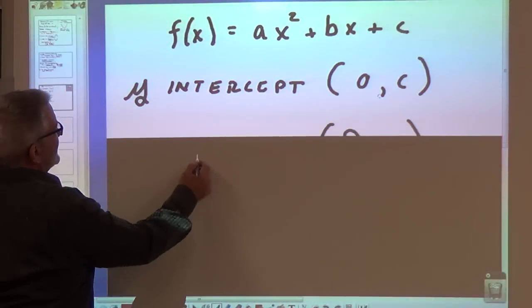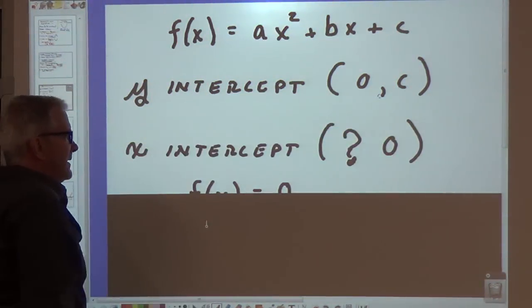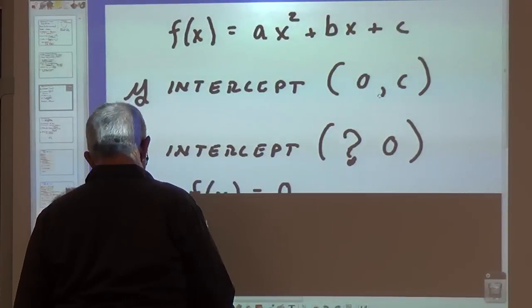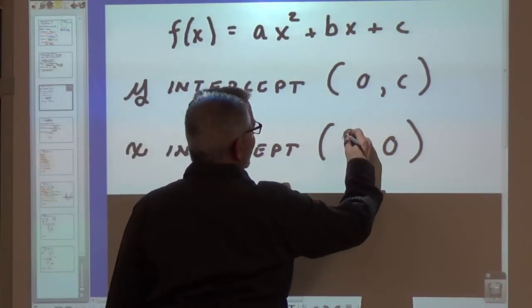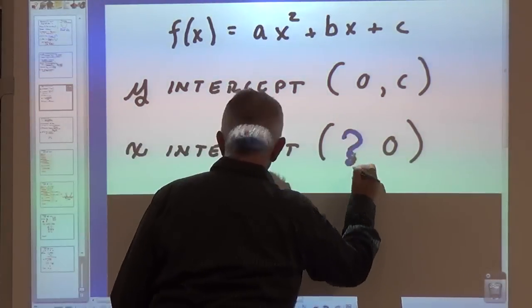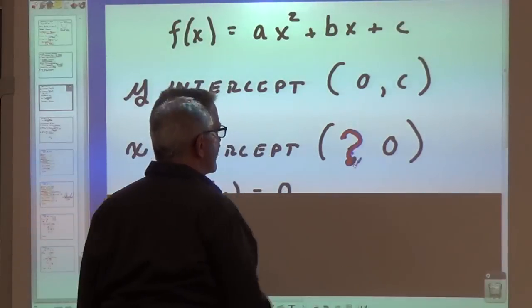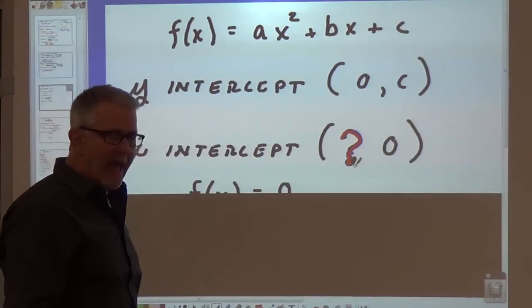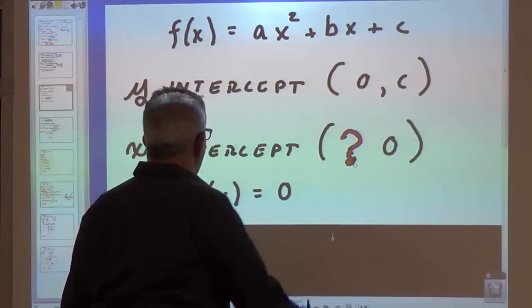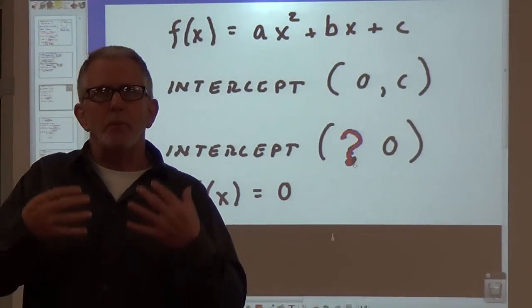Okay, here we go. What about the x-intercept? What the heck is the x-intercept? Well, when is the x-intercept going to happen? The x-intercept is going to happen when the output values of the function equal 0.